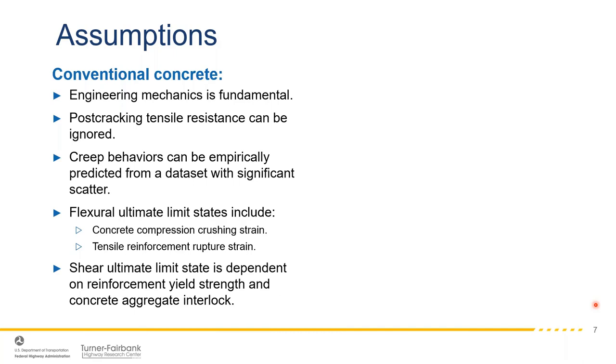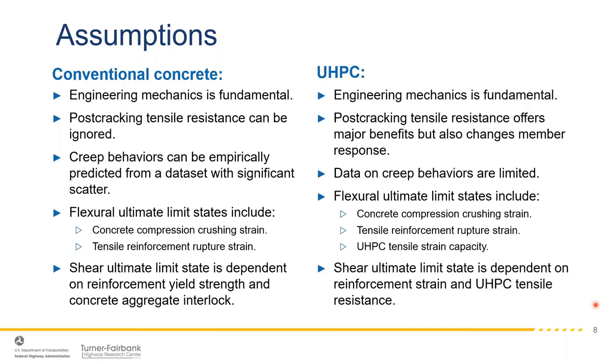So we get a V sub C term and a V sub S term, and it's superposition, you add them together, but they're both dependent on some fundamental assumptions that are sort of behind the curtain, and that's reinforcement yield and aggregate interlock. So do these assumptions work for UHPC? You can probably guess that I'm going to say, well, some of them do, and some of them we've got to think about a little bit.